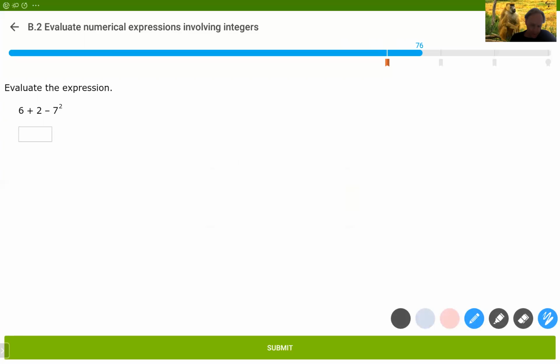Again, we've got a squared, so we're talking about 6 plus 2 plus negative 49. I want you to notice I changed something here. I changed from subtraction to addition. That is 8 plus negative 49, which is negative 41.